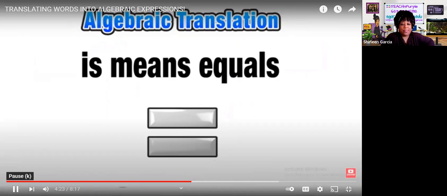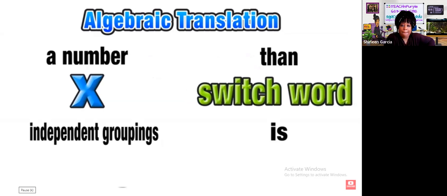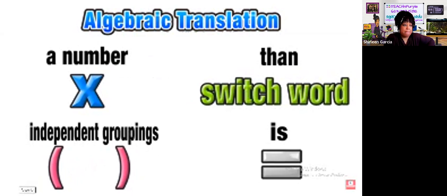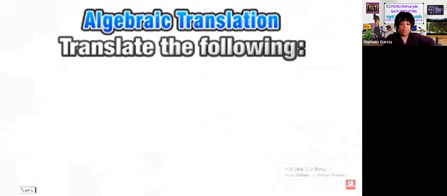So a quick recap before we get into the examples. Remember that a number is just a variable. The word then, we call a switch word. Use parentheses for independent groupings, and is means equal to. So now we're ready for a few examples.